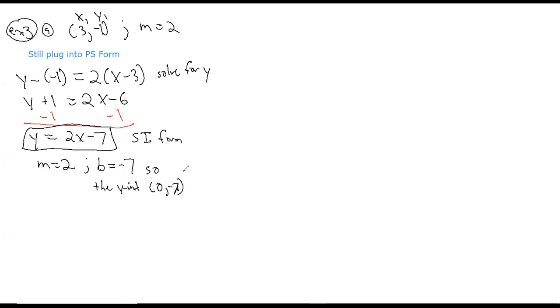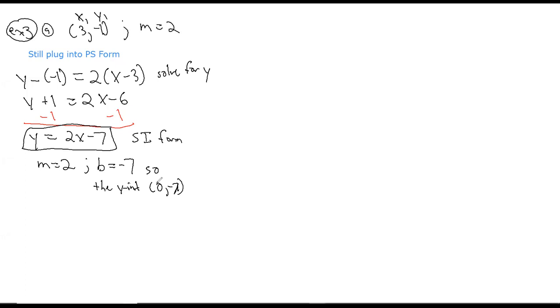In other words, the y-intercept is 0, comma, negative 7. Now, there are a couple of different ways that you can graph this. We actually have 2 points now if we realize the y-intercept. So you could just plot 3, comma, negative 1 and 0, comma, negative 7, connect them and extend them, and that would give you your line. And that's perfectly fine. It'll get you full credit all day long.